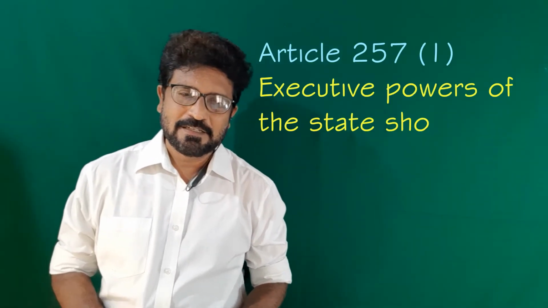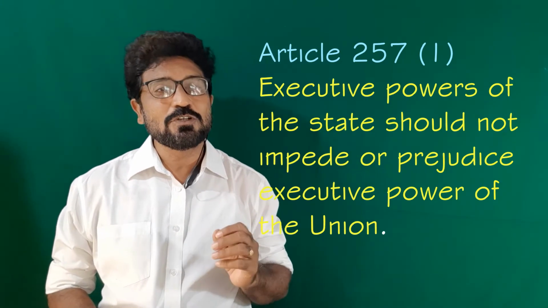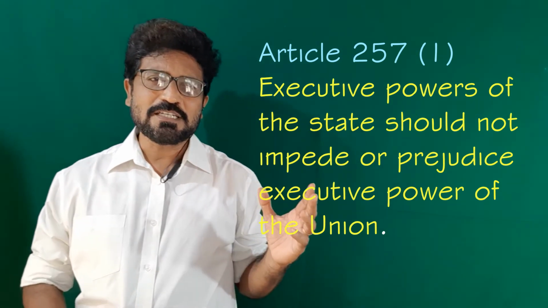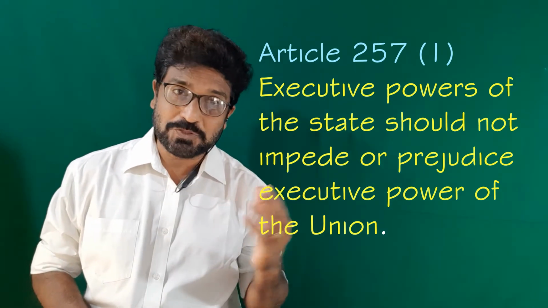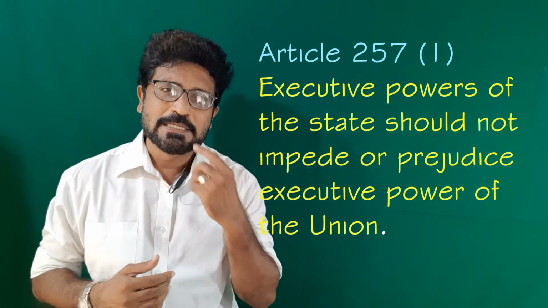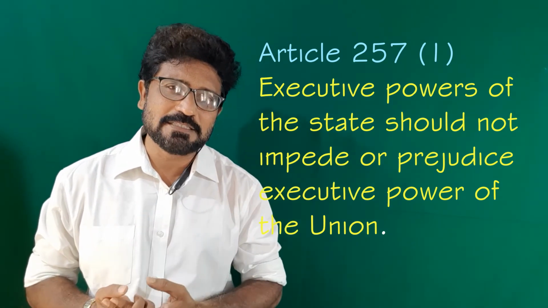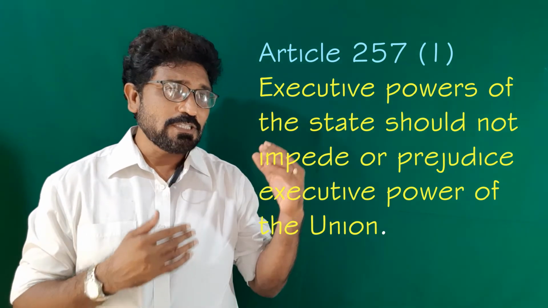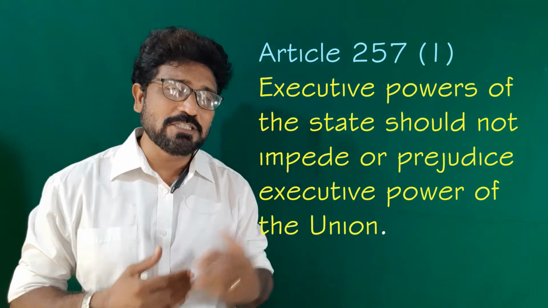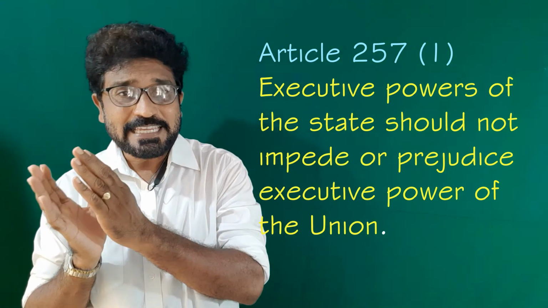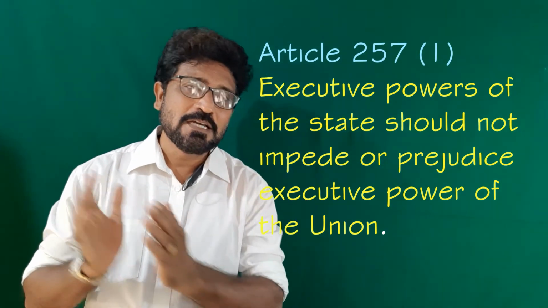Now article number 257 says the executive power of the state should not impede or prejudice the executive power of the union. So here, the meaning of impede is to obstruct. What it means is, when the state government is formulating its executive decisions, the executive decisions or executive policies of the state government should not be in such a way that they hinder or obstruct the executive orders of the central government.